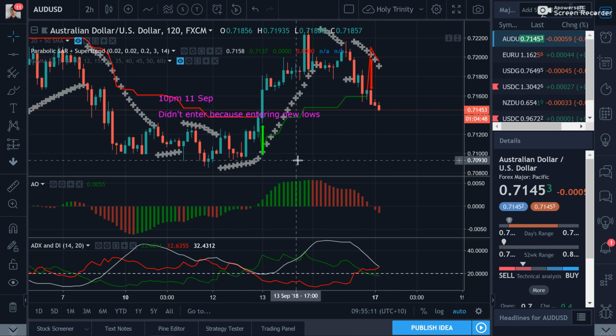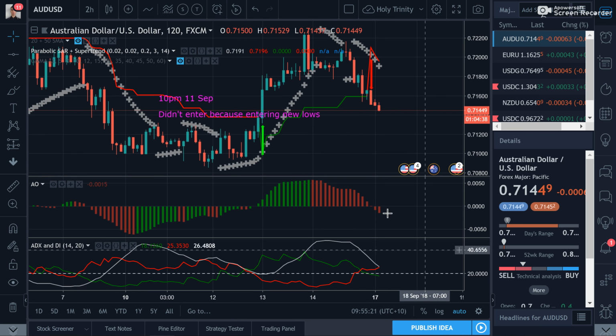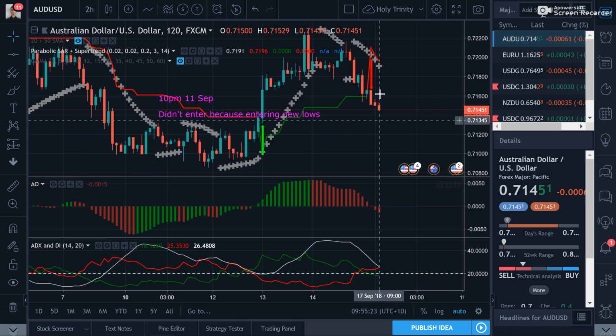Let's take a look. What do we got? Australian dollar, US dollar, my friend. We're across here. This is good. But the ADX is going down. This is not good. Recent cross, super trend, parabolic SAR.